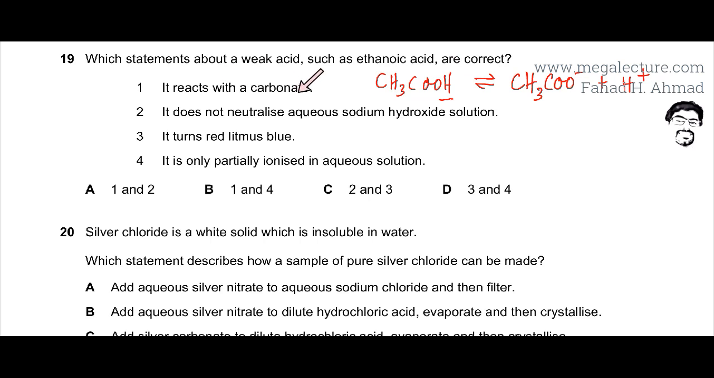It's going to react with a carbonate. All acids react with carbonates to produce salt, water, and carbon dioxide. So it's going to do that, but the reaction would be a lot slower because it's a weak acid. It's not going to easily react. It's not going to lose its H+ ions very easily. So it's going to be a slow reaction.